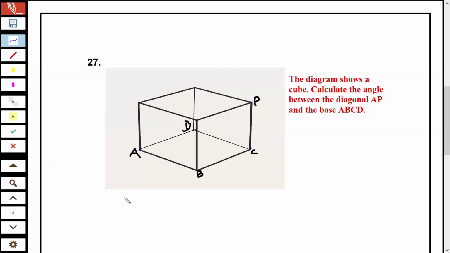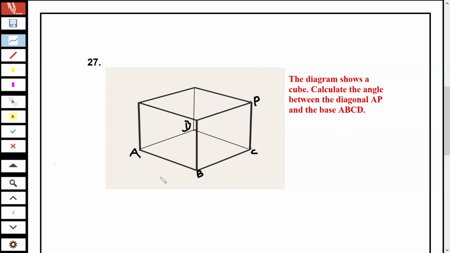Here it's question 27. Question 27 is the last question of paper 42, where the diagram given is a cube. On the right-hand side, the question states that the diagram shows a cube. Calculate the angle between the diagonal AP and the base of the cube, which is ABCD.